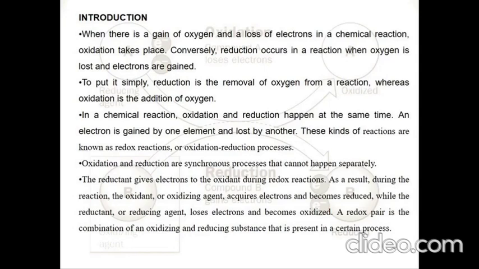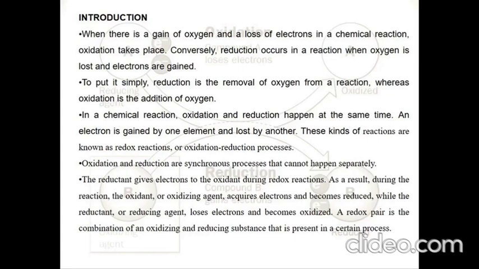In a chemical reaction, oxidation and reduction happen at the same time. An electron is gained by one element and lost by another. These kinds of reactions are known as redox reactions or oxidation-reduction processes. Oxidation and reduction are synchronous processes that cannot happen separately.